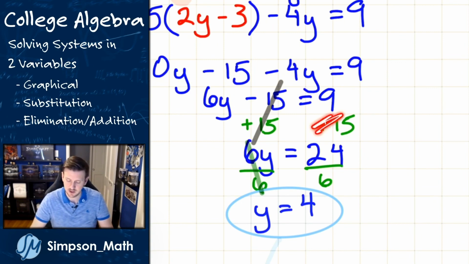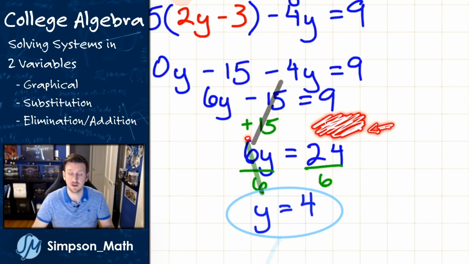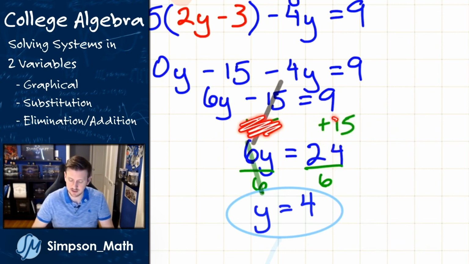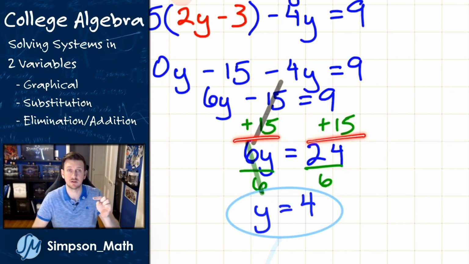I have many students who will write plus 15 right here, but they will not write it on the right-hand side. And to me, that's a problem. If you're going to do the notation, you need to do it fully. Because if I was to just add 15 to the left-hand side, the right-hand side would remain at 9. It would not become 24 all of a sudden. Okay? So either don't show me notations at all, or show me all the notations on that particular step.